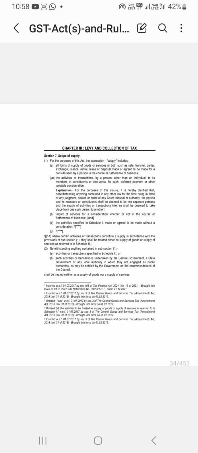Now let's have the fourth limb of Section 7(1), that is activities specified in Schedule I, whether made or agreed to be made without a consideration. That means in the fourth limb we don't need a consideration as was needed in the first limb, that is clause (a), 7(1)(a). Now clause (d) was substituted.